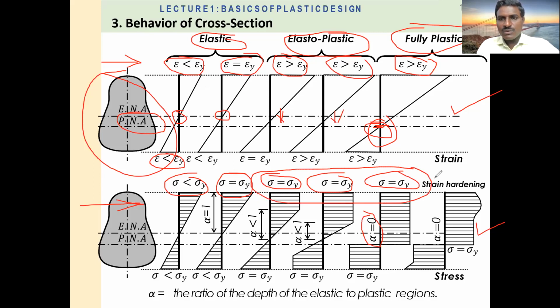Plastic झोन मध्ये ज्यावेळी तुमचा मेंबर जातो त्यावेळी काय होतंय, स्ट्रेस कॉन्स्टंट राहतोय आणि स्ट्रेस इन्क्रीज होत जाते. So this is the behavior of cross section, stress strain behavior of the cross section.